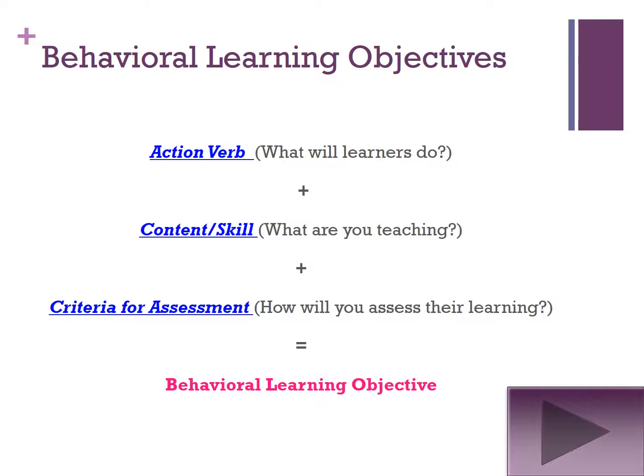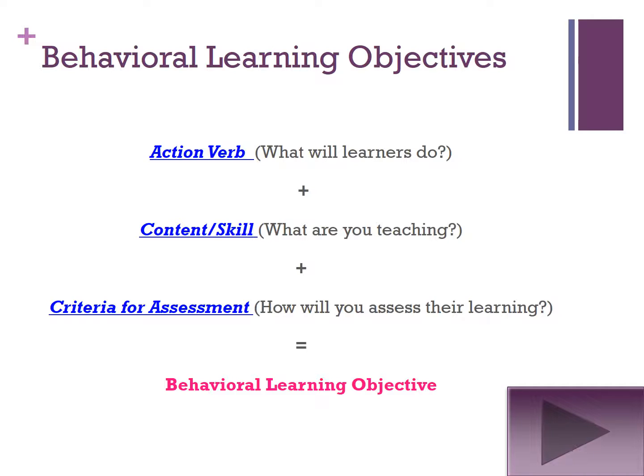The first element is action verb. This is telling us what the learners will do. Sometimes in other literature, this is referred to as the behavior, and this is where knowledge of Bloom's taxonomy is going to be helpful. The second critical element is the content or the skill. What are you teaching? Is it a particular concept that students have to master? Is it a technique that they need to be able to demonstrate? That's going to depend on the subject area and the type of course that you're teaching.